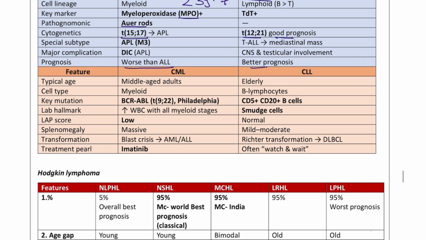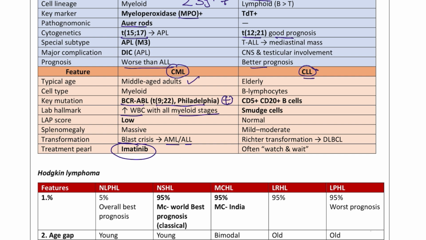All right, next. CML versus CLL. CML is in middle-aged patients, and BCR-ABL, the Philadelphia chromosome, is positive here. Mostly these patients will have increased WBC levels in all the myeloid stages, and blast crisis, which can convert back to AML and ALL. What is the therapy that you are going to give? Imatinib is the drug of choice.